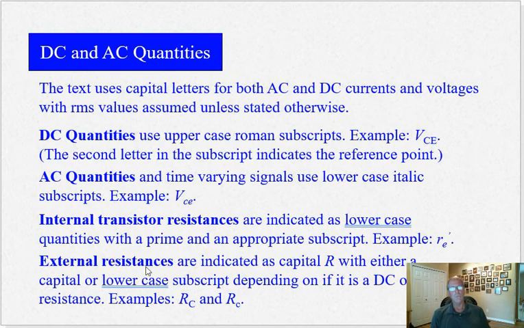Now, external, and we'll go into that more in a minute, but external resistances are indicated with capital R, and they are the collector resistor and the base resistor and so on. They're with capital letters, all right? Again, if you're dealing with an AC resistance, internally or externally, it's going to be a lowercase c in this case for collector.